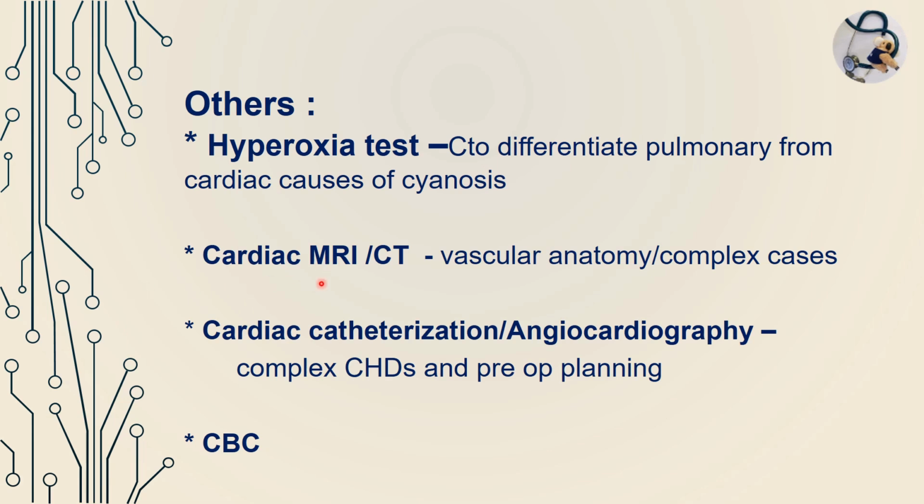Then you can do cardiac MRI or CT. These are done only if it is a complex case and you need to see detail regarding the vascular anatomy. Then cardiac catheterization and angiography are other investigations which are usually done in the complex congenital heart diseases, usually for preoperative planning. And then complete blood count, just to see polycythemia, or if there is infection, or whether anemia is associated. You see the RBC, WBC count, differentials, and also hemoglobin.